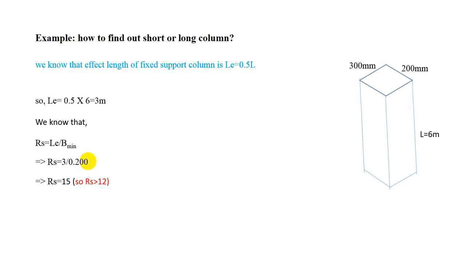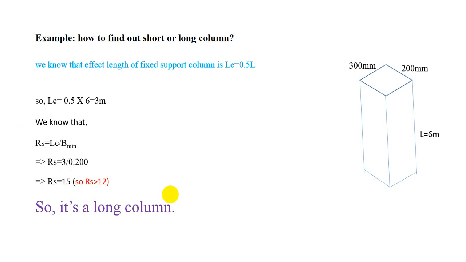Okay, so now I'm telling you, it is a long column. It is a long column, because in our condition we have seen that the slenderness ratio is more than 12, then it is known as a long column. So I think it is clear to you what a long column is and what a short column is. And if we find that our R is less than or equal to 12, then it is a short column. And it is very, very important.